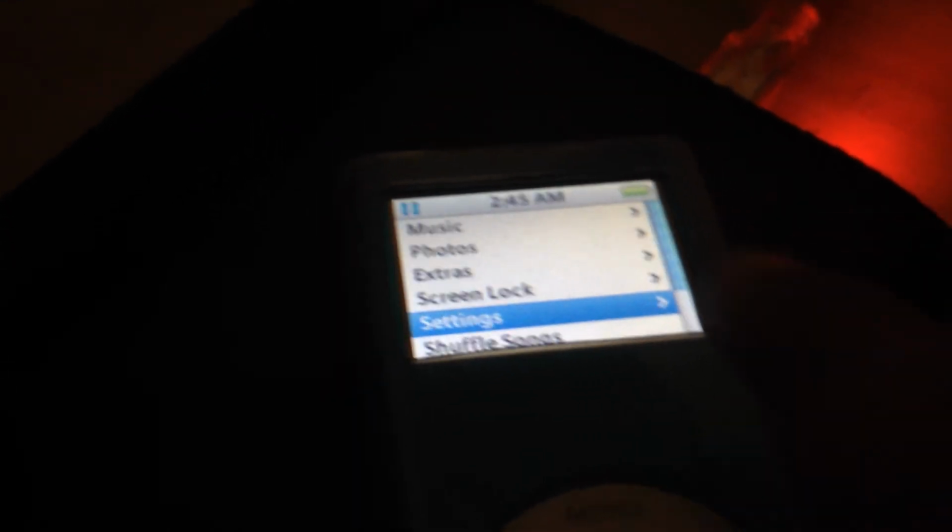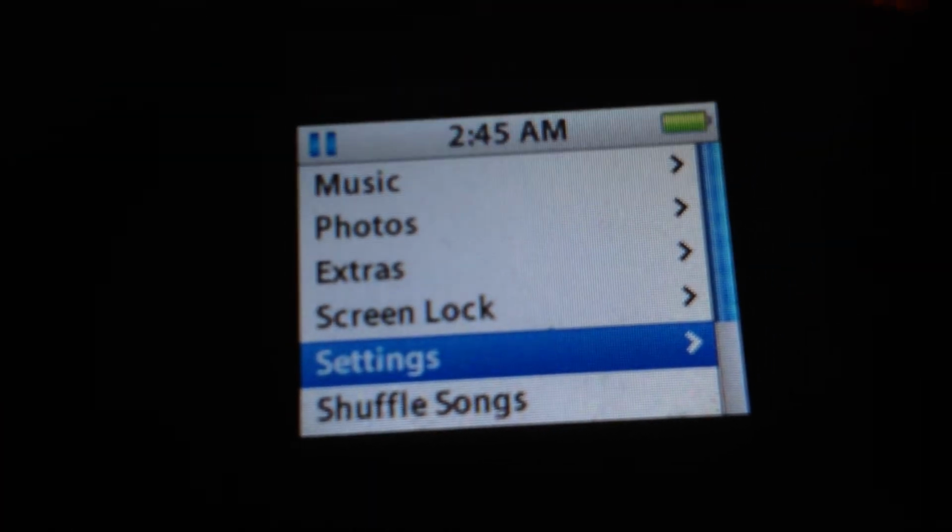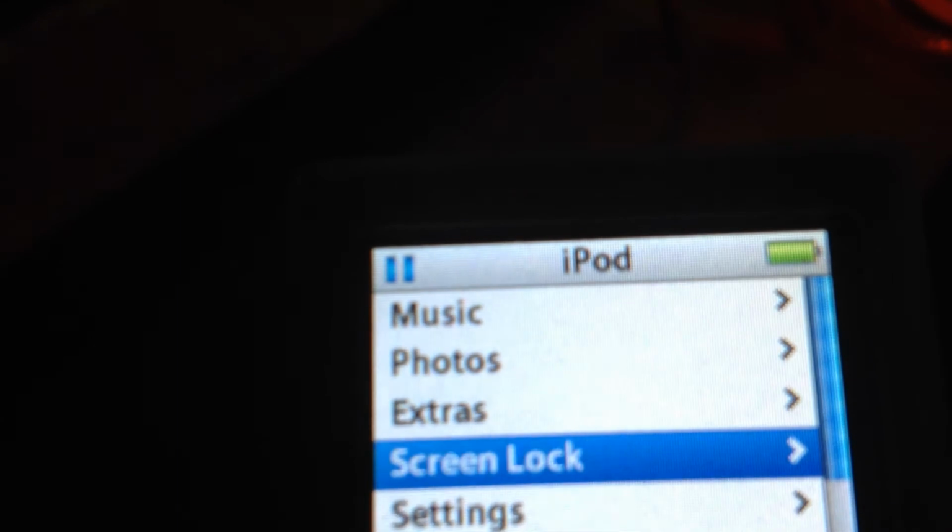And by the way, ignore the 2:45 AM. Somehow the clock on my iPod decided to drift. It's not 2:44 AM, it's 1:52 PM. So that's the Apple radio remote knockoff.